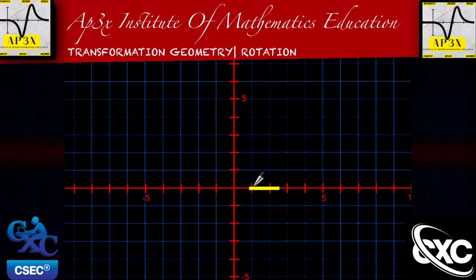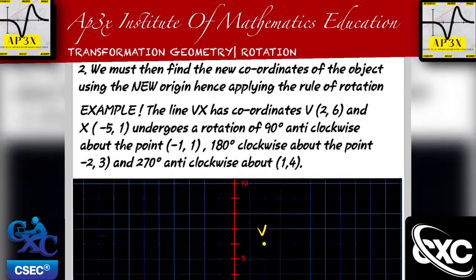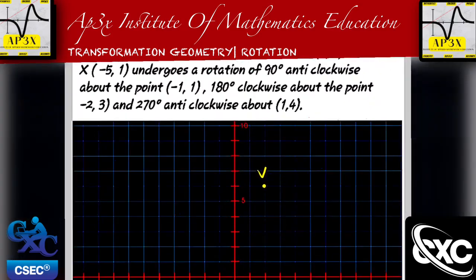So 2, 6, that is 2 to my right, 1, 2, 3, 4, 5, 6, and 5, negative 1. That's going to be 1, 2, 3, 4, 5, negative 1. So that's going to be my point V, and this is going to be my point X. So that's VX. Let's make sure that we have everything right. 2, 6 and negative, oh, actually it's negative 5, 1. So it's not 5, negative 1, it's negative 5, 1. So that's 1, 2, 3, 4, 5, and then we go up 1. So this is what we're looking at here, and this is our point X.